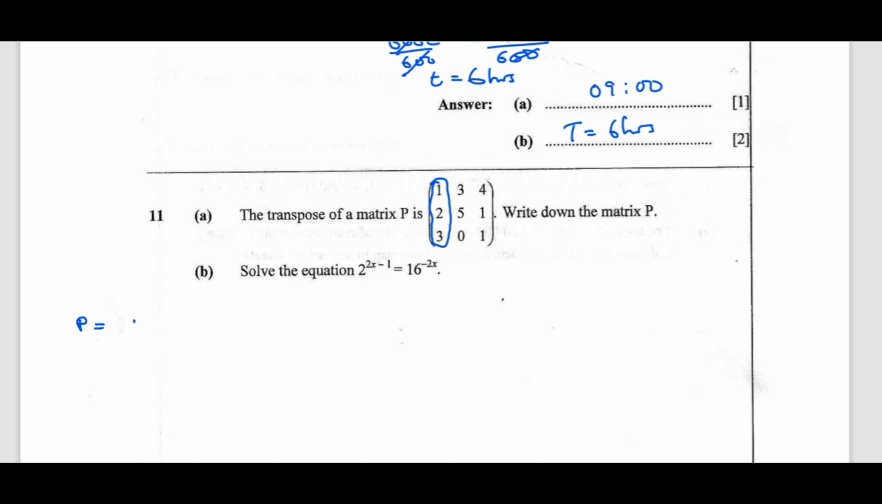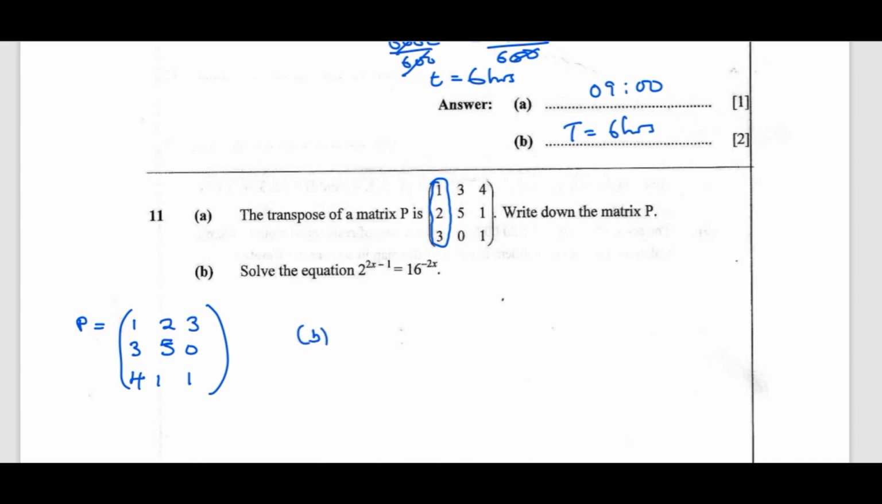So we'll say 1, 2, and 3. The same applies with the second one, which is 3, 5, 0. And then the last one, which is 4, 1, 1. So this is the original matrix, which is P, and then this is the transpose. Okay, so we can move to B.